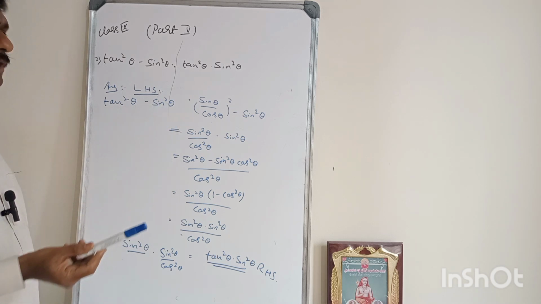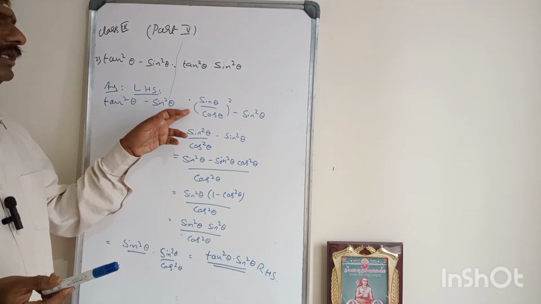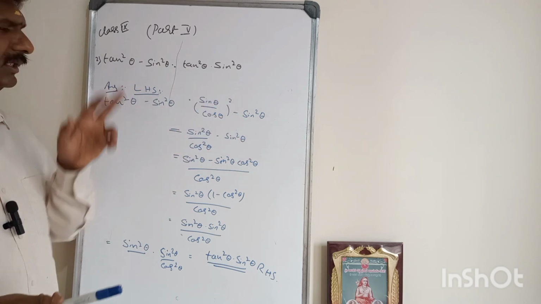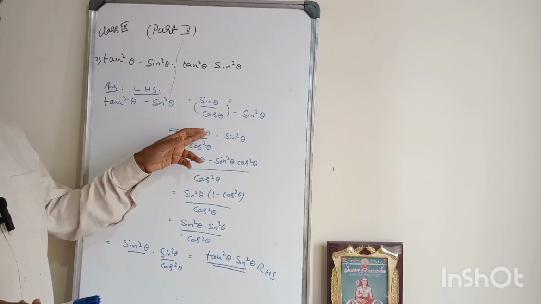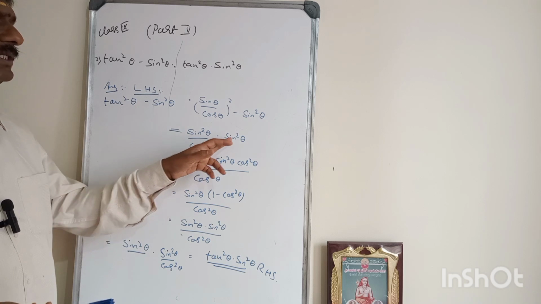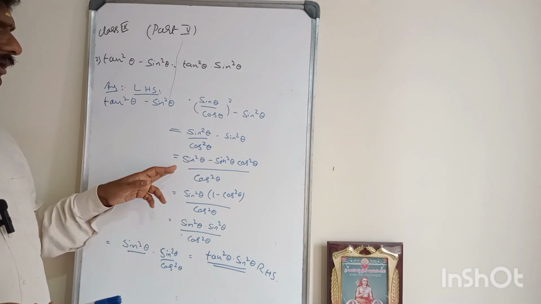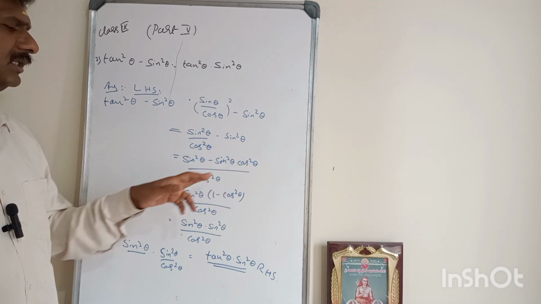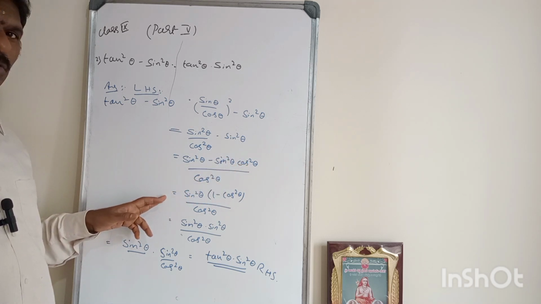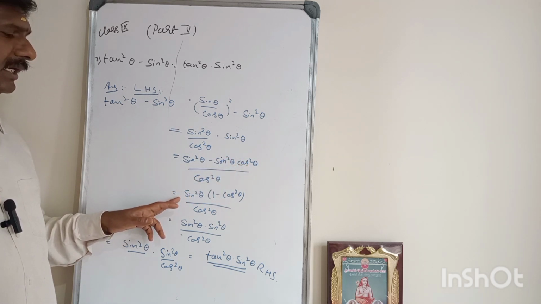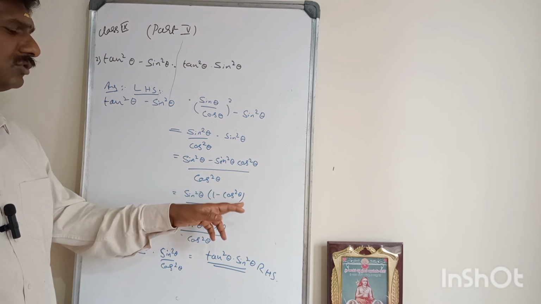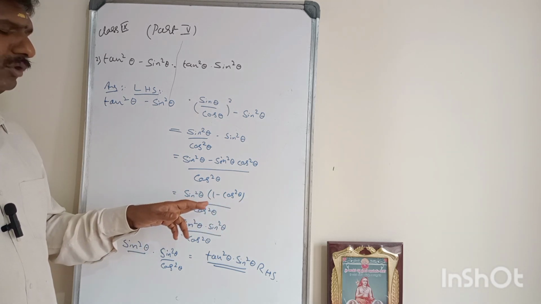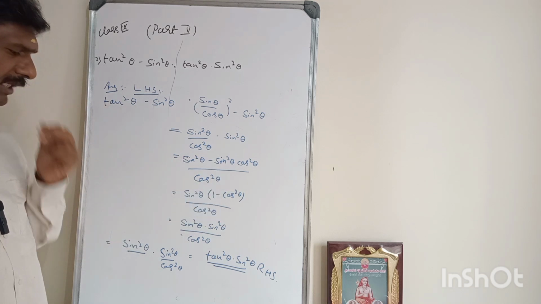We know that tan square theta is sin square theta by cos square theta, that is sin theta by cos theta whole square, minus sin square theta. That is equal to sin square theta by cos square theta minus sin square theta. Sin square theta minus sin square theta cos square theta by cos square theta. That is equal to, sin square theta is taken as common, we are left with 1 minus cos square theta by cos square theta. We know that 1 minus cos square theta is sin square theta.